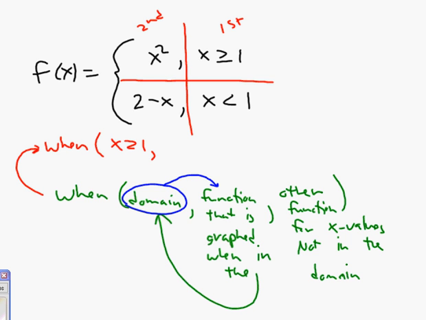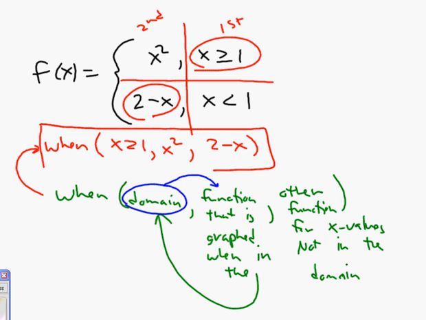We're going to graph x squared, comma, and the function we're going to graph when we're not in this domain, when we're outside that domain, is the function 2 minus x. So this expression needs to go into y1, and then it can be graphed.